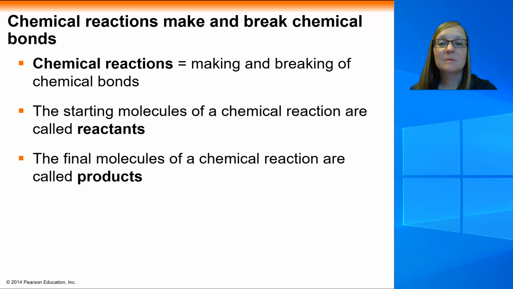And then lastly, we come to chemical reactions. So now we understand that when you allow atoms to interact with each other, that creates chemical bonds. Chemical reactions are both the making and the breaking of chemical bonds to create new molecules from original molecules. And so the starting molecules of a chemical reaction are called the reactants. And then once the chemical reaction progresses to the end, the final molecules that are created are called the products.